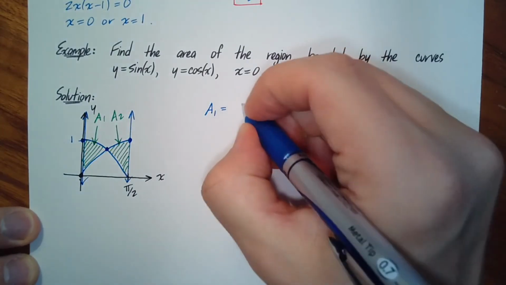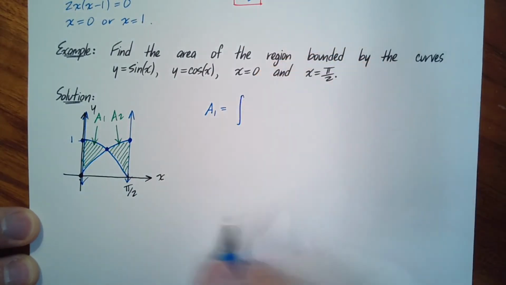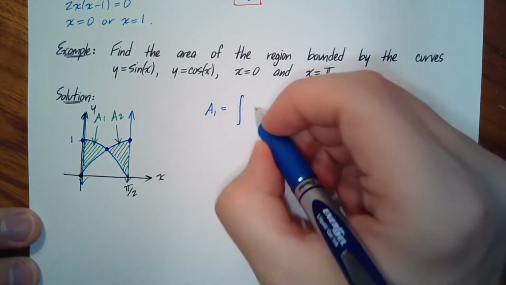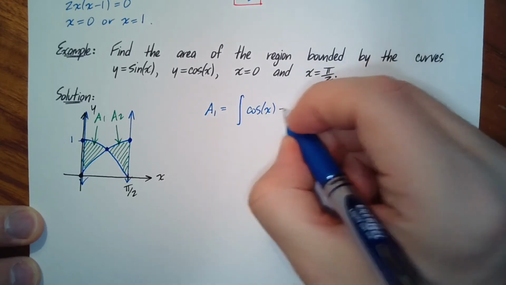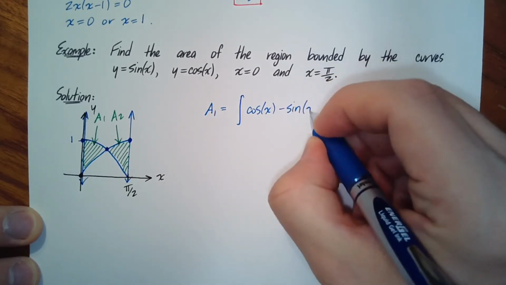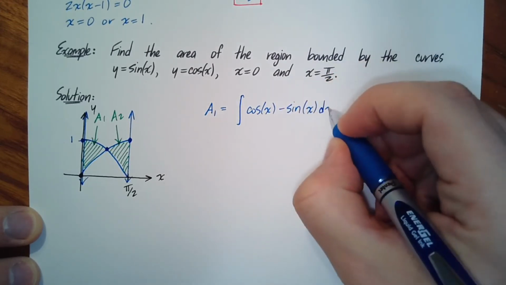So what we're going to do is take the definite integral, and again, I'm going to leave the endpoints blank for just a moment. We're going to take the definite integral of cosine of x, because that's the upper function, minus sine of x, which is the lower function, and we'll integrate that with respect to x.